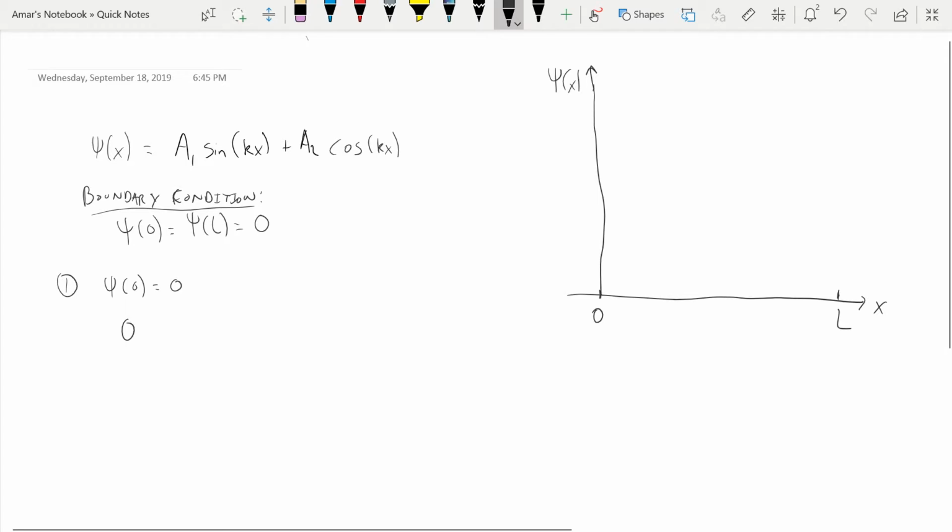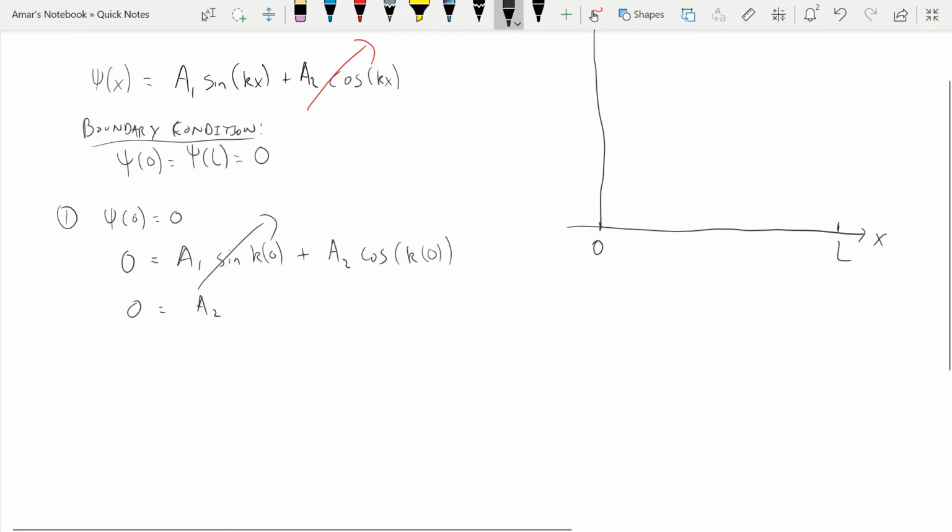So we plug in 0 equals A1 sine of k times 0 plus A2 cosine of k times 0. So this term goes away, that's 0, and cosine of 0 is equal to 1, so 0 is equal to A2. All right, so now our equation just simplified, because we know A2 is equal to 0, so let's just get rid of that. So now the form of our solution is just psi of x is equal to A1 times sine of kx. So now we're going to look at our second boundary condition.